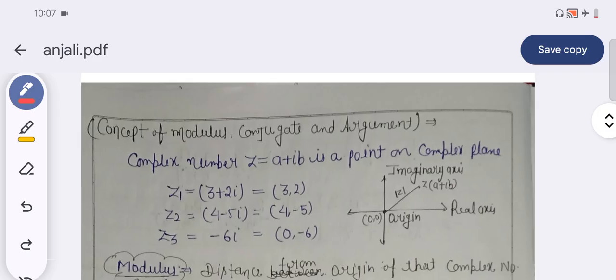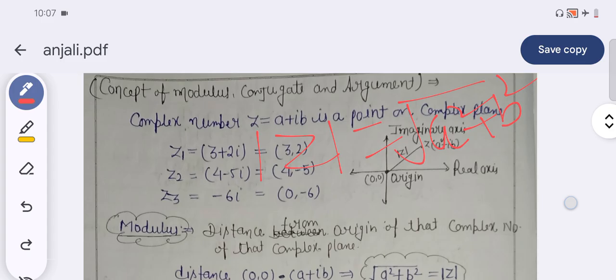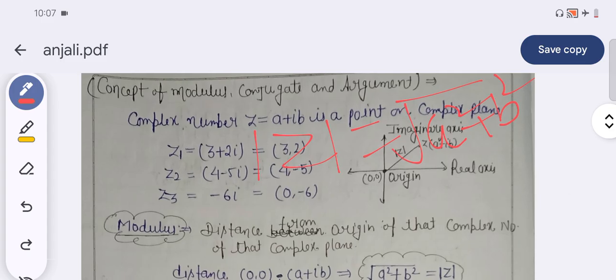The modulus of z, mod z, is equal to the root of a square plus b square, where a and b are real numbers. It is clear.